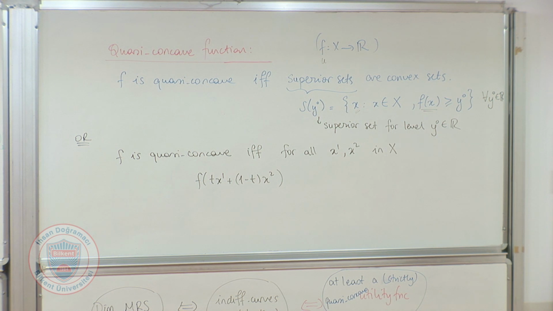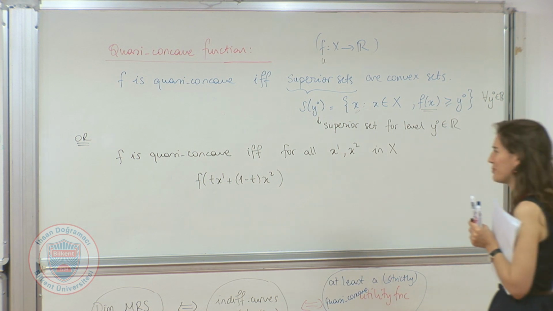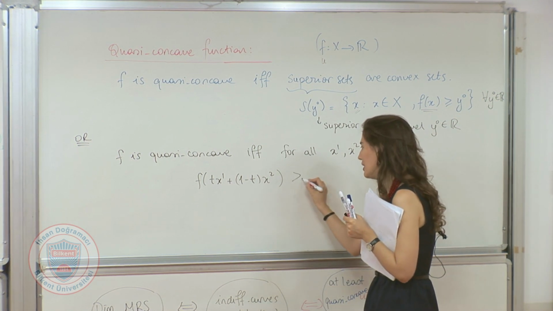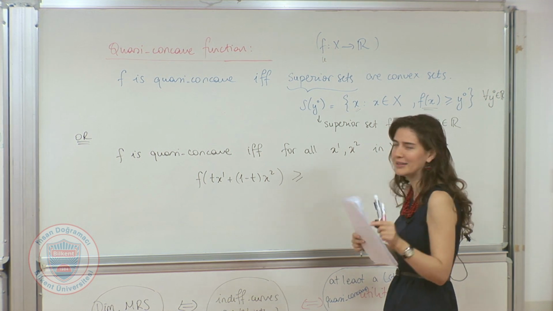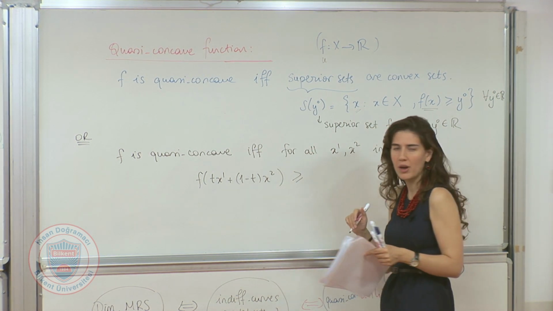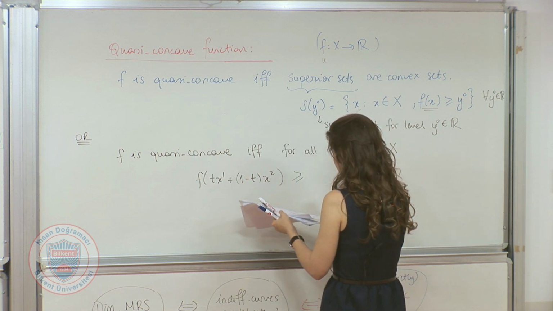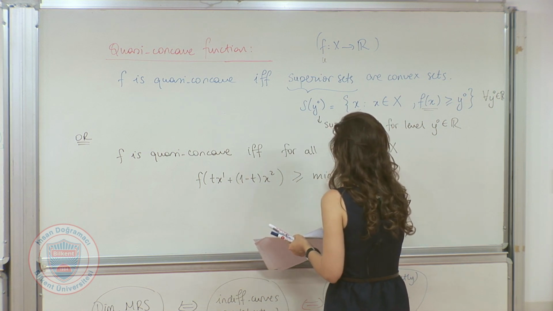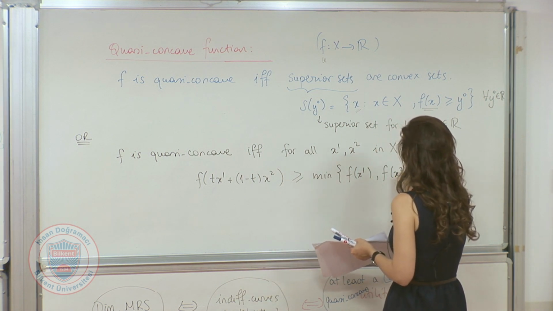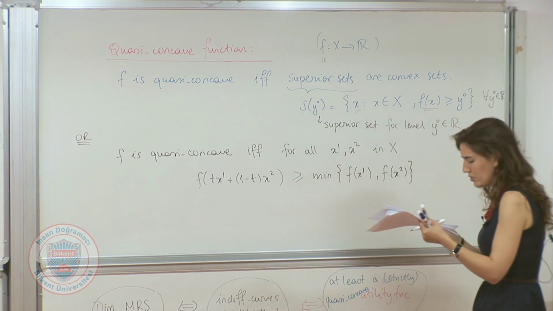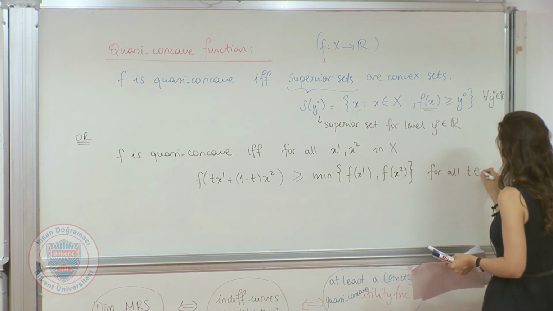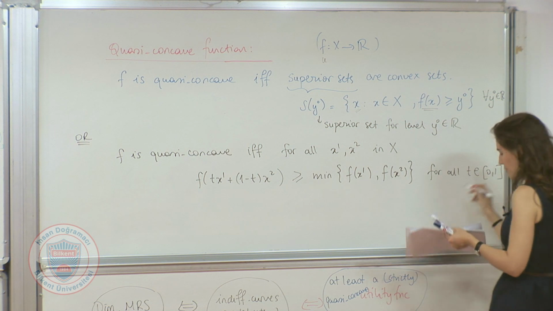It's hard, so it's okay. I didn't know it either, okay? When I first learned about it. It's actually similar to that, but not really. It's actually related to the minimum of those guys. So basically, minimum of f of x1, f of x2, okay? So basically, this is the case for all t element of [0, 1], okay?